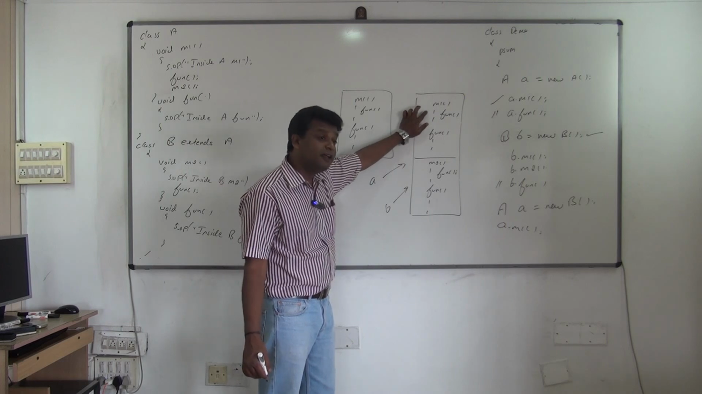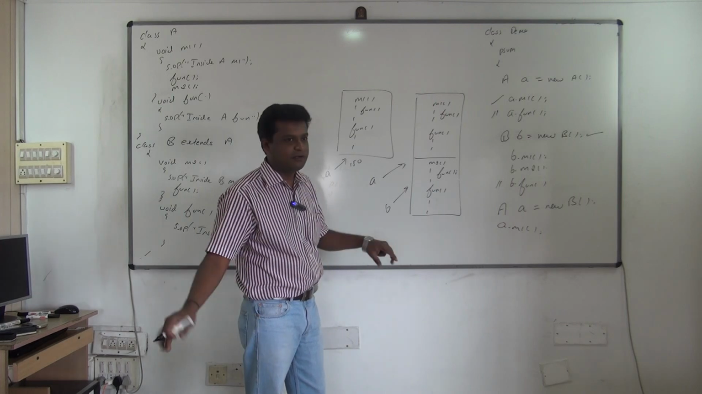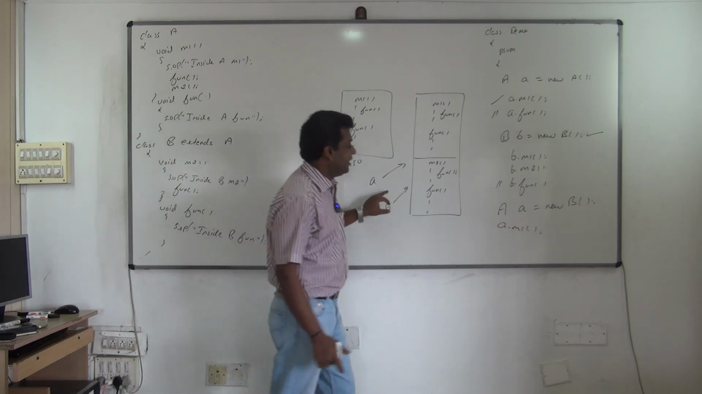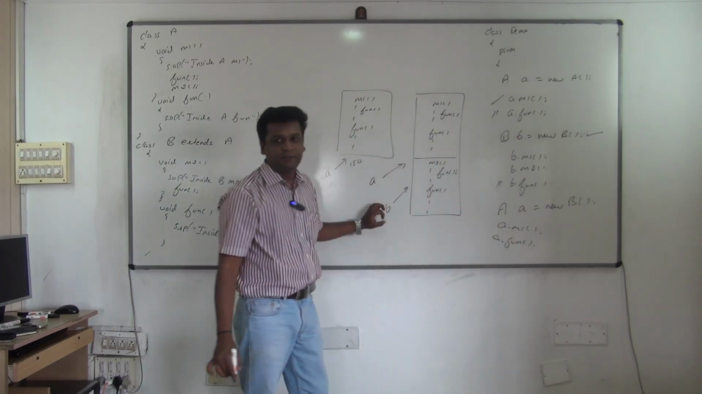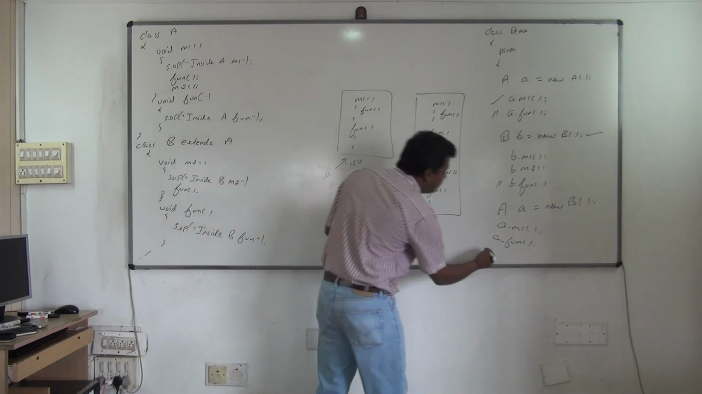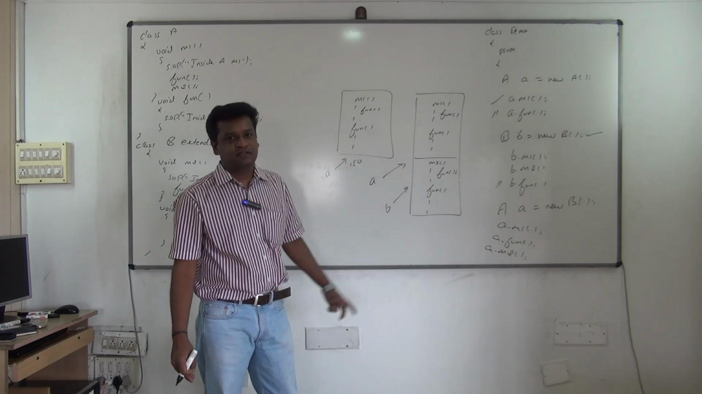But M1 is calling fun. Which one? Subclass only it will call. I'll type and show you all this. Clear? Okay. A dot fun. It will call from the subclass only. If you call fun directly, it's okay. But A dot M2 is an error. Why? The superclass cannot access it.